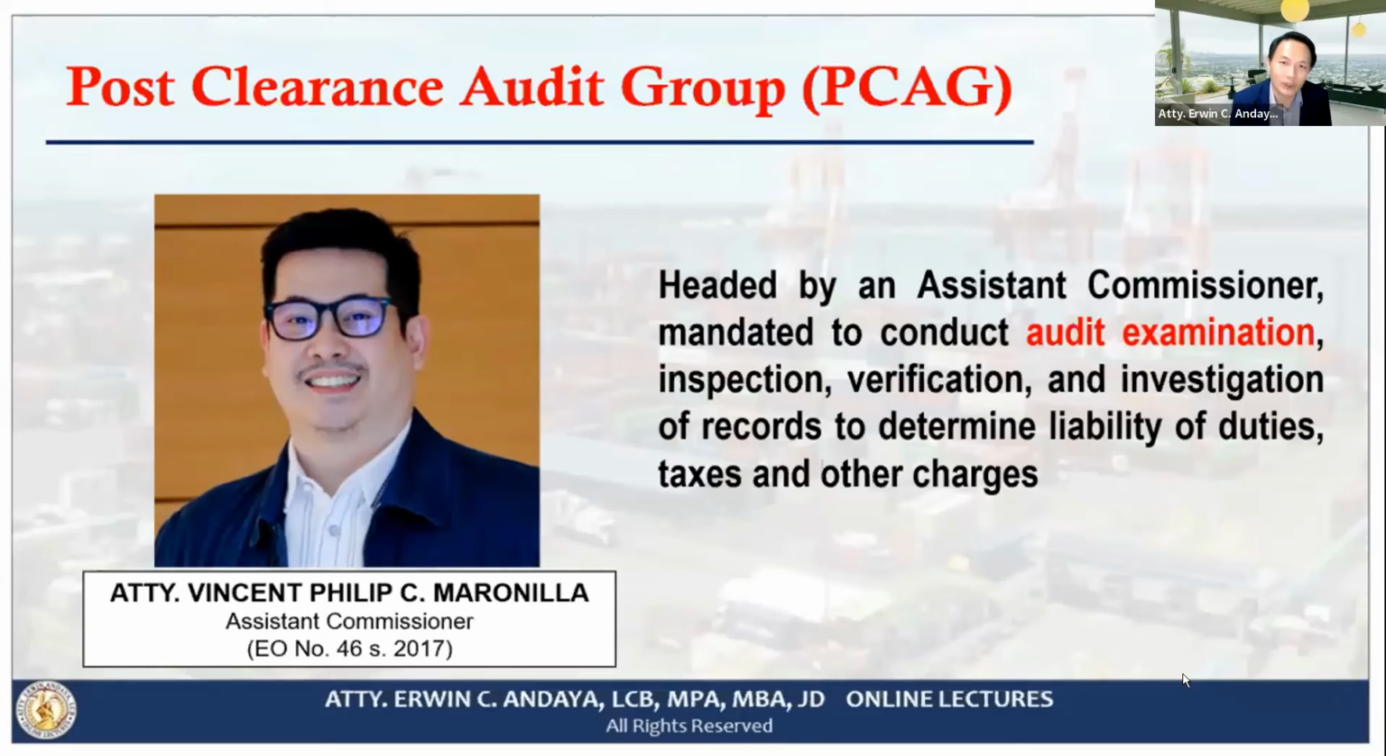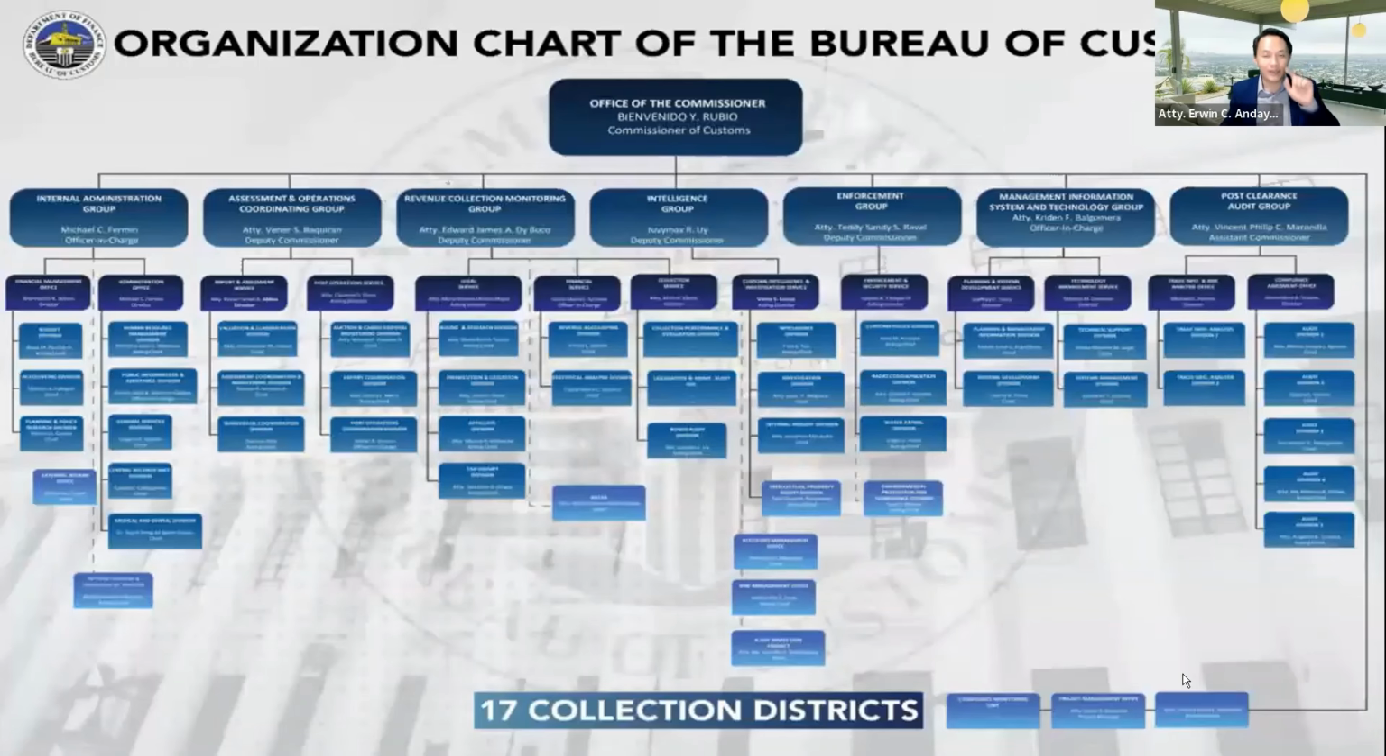And Assistant Commissioner Jet Maronilla used to be a district collector of I think MICP and POM bago po siya naging Assistant Commissioner. Okay? So yan po yung 6 na group, 7 groups under the Bureau of Customs. So if you want to check the entire organizational chart of the Bureau of Customs, you can check the website of the Bureau. So shown on your screen is the organizational chart of the Bureau of Customs. So ito yung sinabi ko sa inyo kanina, 7 groups, okay?